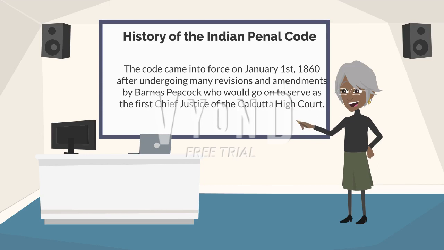The code came into force on January 1, 1860 after undergoing many revisions and amendments by Barnes Peacock, who would go on to serve as the first Chief Justice of the Calcutta High Court.